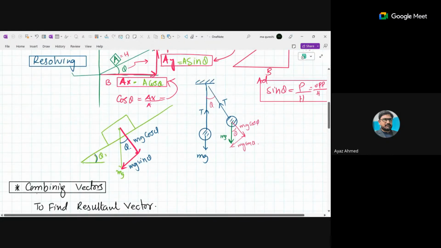Now, it's not mandatory that all these vectors which are to be resolved have their reference along the x-axis. Sometimes they are inclined at certain angles. That's why this is called inclined plane resolving. So here I'm going to resolve the weight of an object, which is mg, and it is resolved into two components. This component is mg sine theta, and this component is mg cos theta.